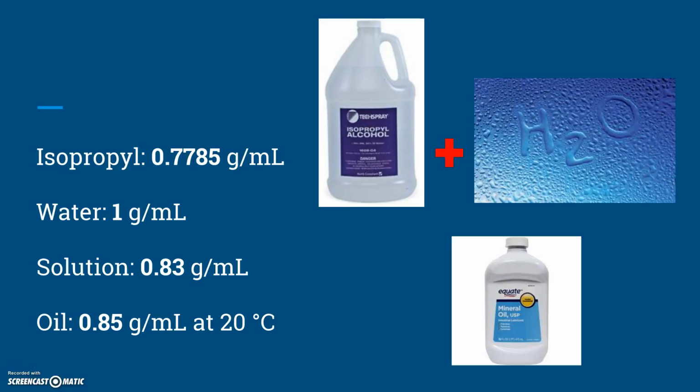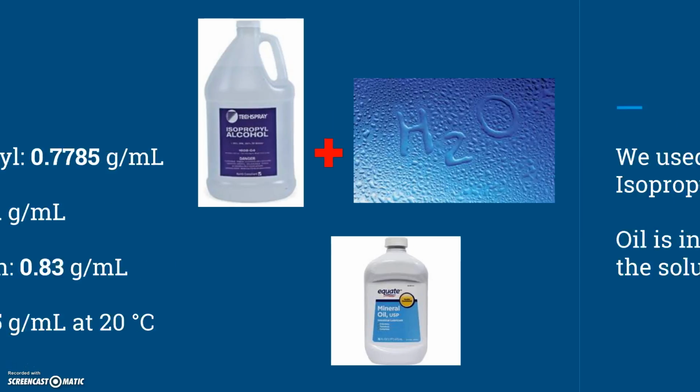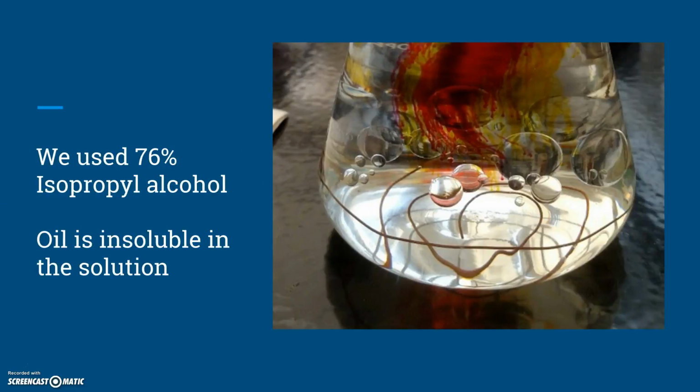So how that works is the solution is able to sit above the oil, since it's just barely lighter, less dense than the oil. But once the oil is heated up, its density goes lower than the solution, which causes the oil to rise in that solution. We had to do a lot of mixing and a lot of tests to find the right proportion for the density. The proportion we found was 76% isopropyl alcohol, a mixture of 100% isopropyl with the correct amount of water.